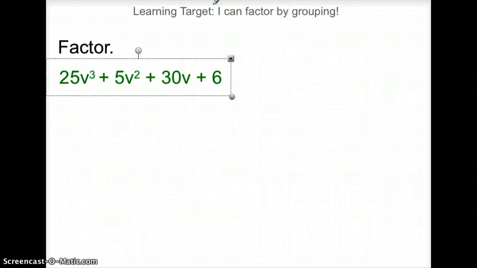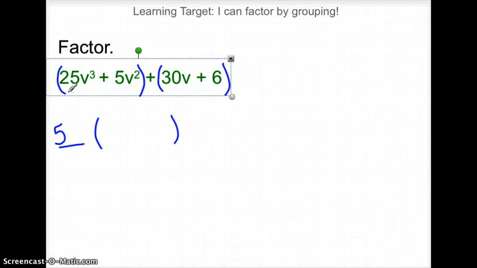Let's look at another one. Again, I need to group first. So group my first 2 things and my last 2 things. Remember, I always want a plus sign in the middle. Oh yeah, there's a plus sign in there. Perfect. From the first group, what can I take away from both? So 25 and 5. Oh, they both are divisible by a 5. He's got 3 v's. The second term's got 2 v's. So I can take 2 v's away from each, so v squared.